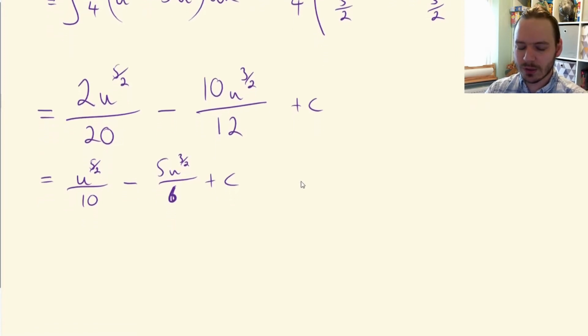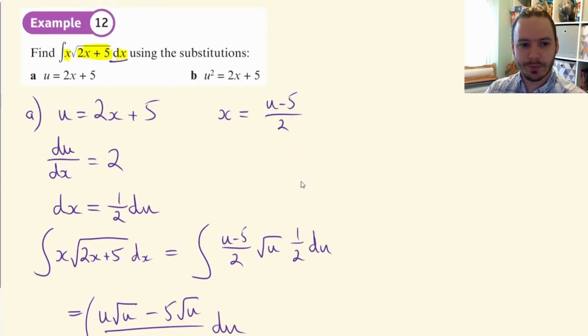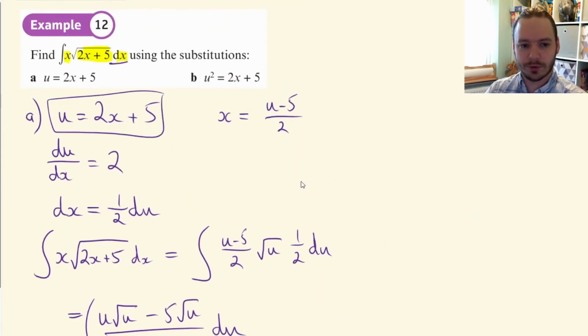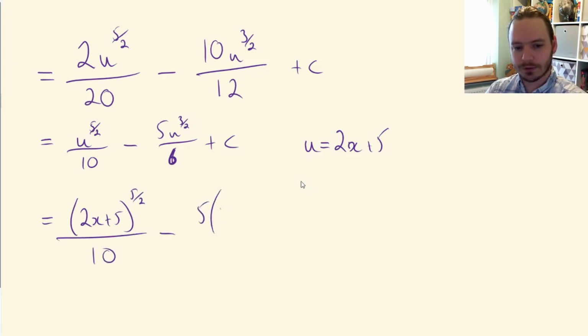What I do really want to do, though, is remember that u is equal to, right back at the start, 2x plus 5. So I want to re-put this into here. So I'm going to have 2x plus 5 to the power 5 over 2 on top of 10 minus 5 lots of 2x plus 5 to the power 3 over 2 over 6 plus c.